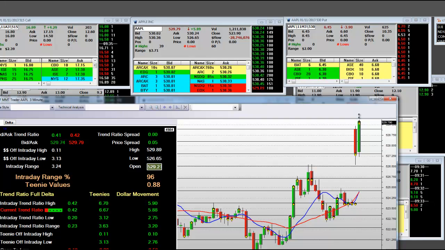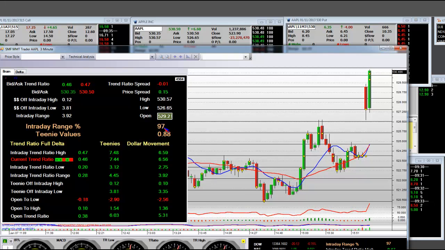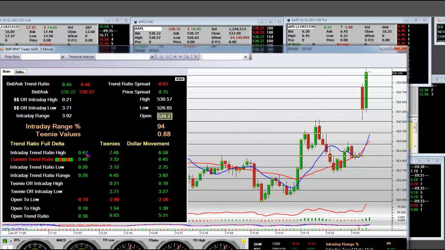We're going to get net short on the next very high. You can see right here in the market maker application, we're at 100. That means that IR is strong. You're up 1/2 delta. It's 46. It's 47 and climbing. 7.48 teenies. That's $6.59. And we're still making highs.